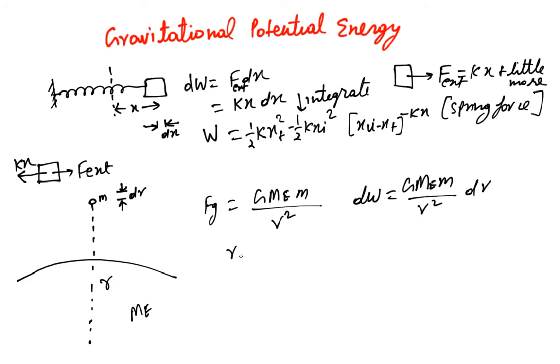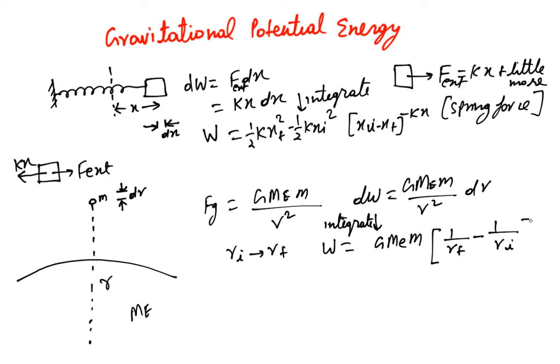And if you go from r_i to r_f, you can write W equals, just integrate that, and this gives you G M_e m times the bracket 1 over r_f minus 1 over r_i. This is what you get.